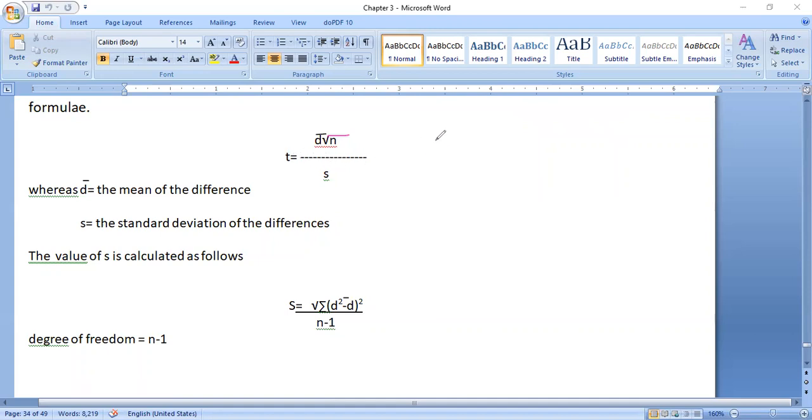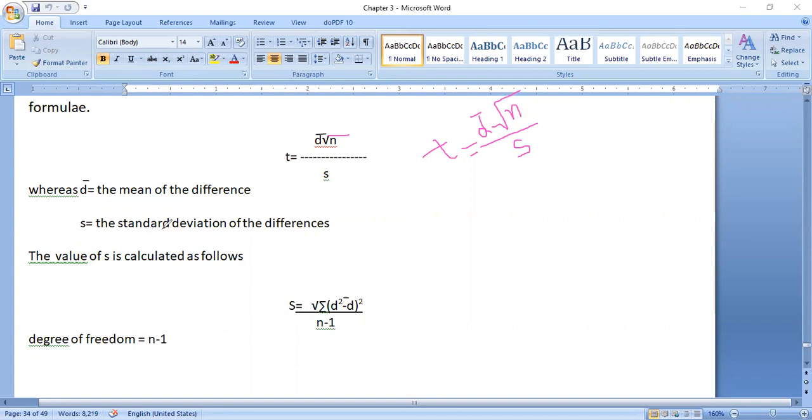t equals d bar. D bar is like x bar: as we calculated the value of x bar, in the same process we are going to do it for d bar. Then d bar times square root of n divided by s. The d value we will get easily, and the n value also, but we need to find out the s value here.